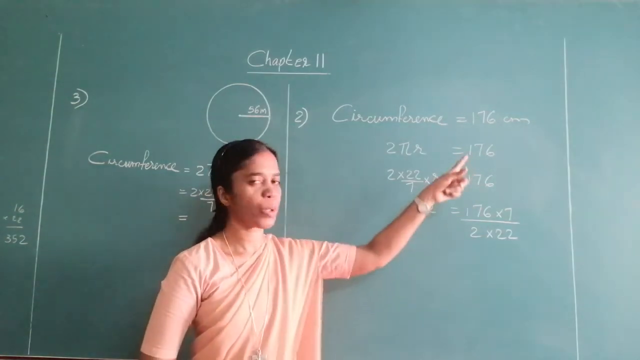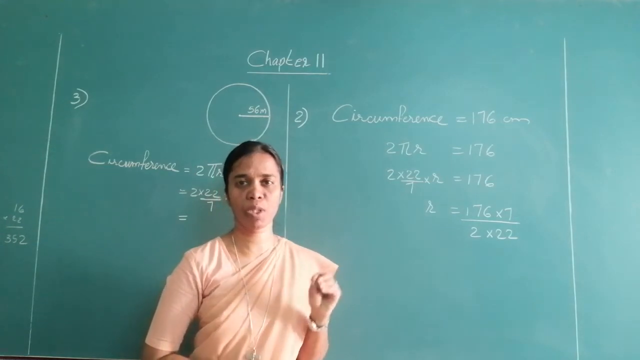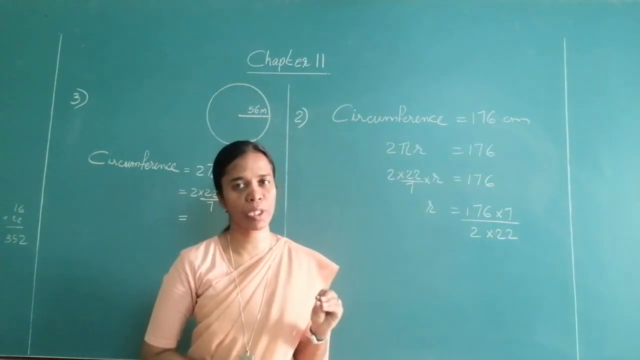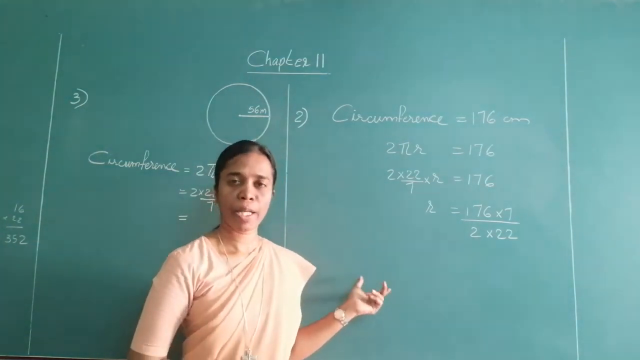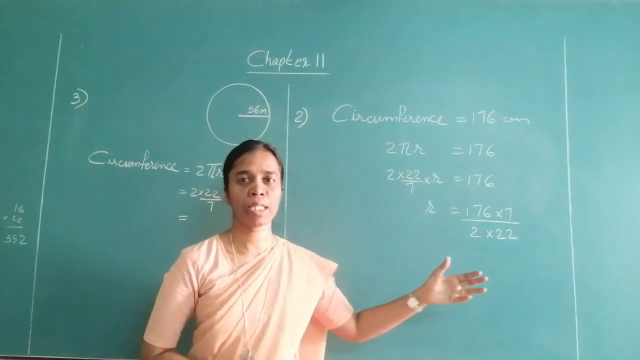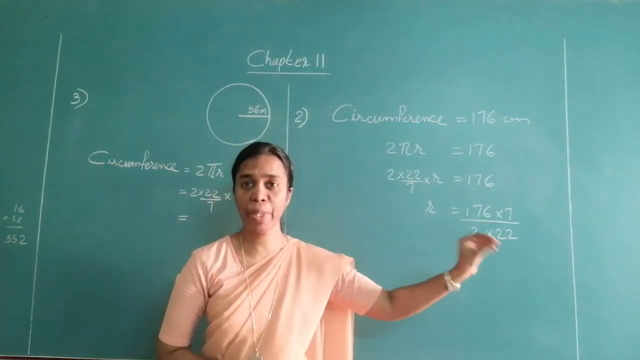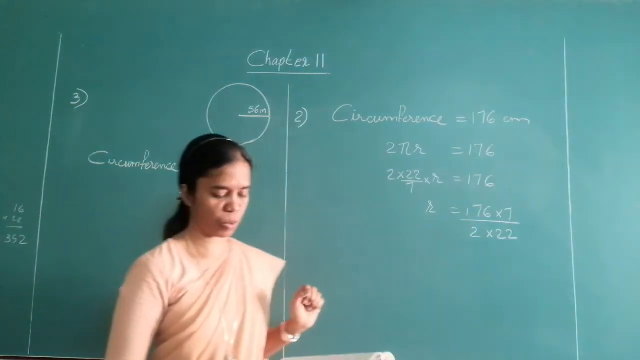Okay. Please make sure that you write the concluding statement because this is a word problem. So write the concluding statement. Therefore, radius of the given circle is whatever you get centimeter. Unit also is important. Okay.